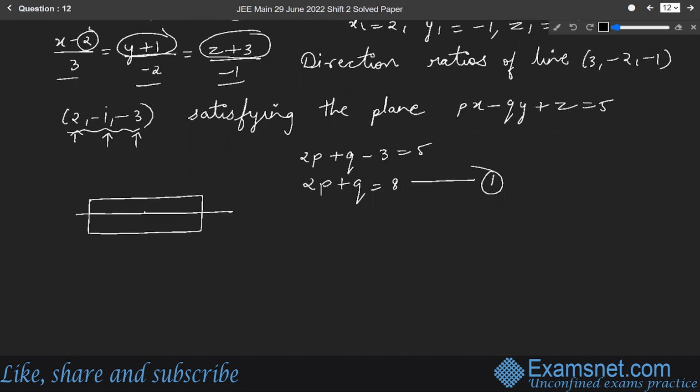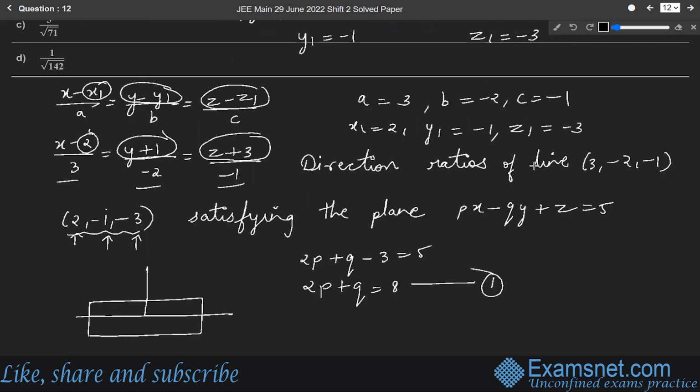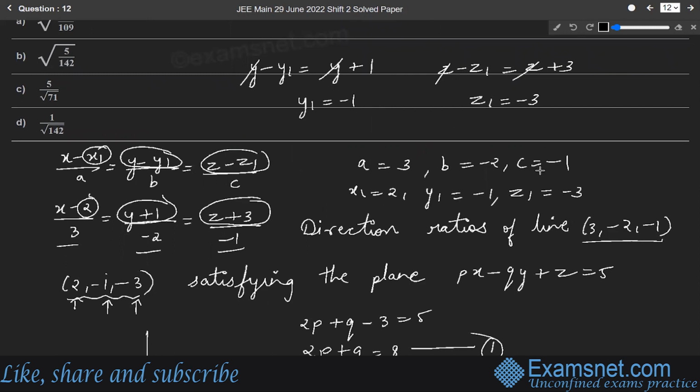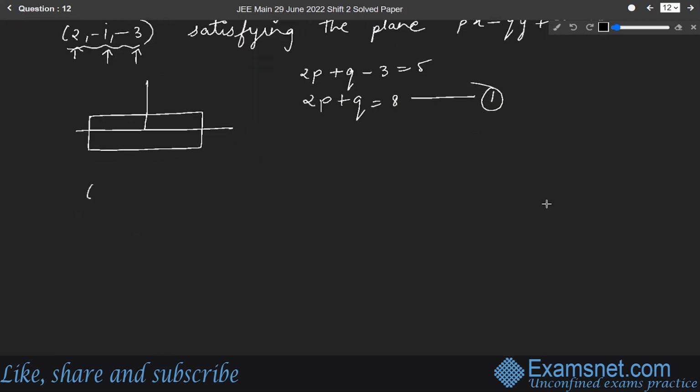It means that this will be the normal to the line. And there is a concept that when a line is parallel to a plane, then the dot product of direction ratios of normal of plane and direction ratios of line will be equal to 0. So we have the direction ratios of line. What is it? 3, minus 2 and minus 1. So the direction ratios of line are 3, minus 2 and minus 1.